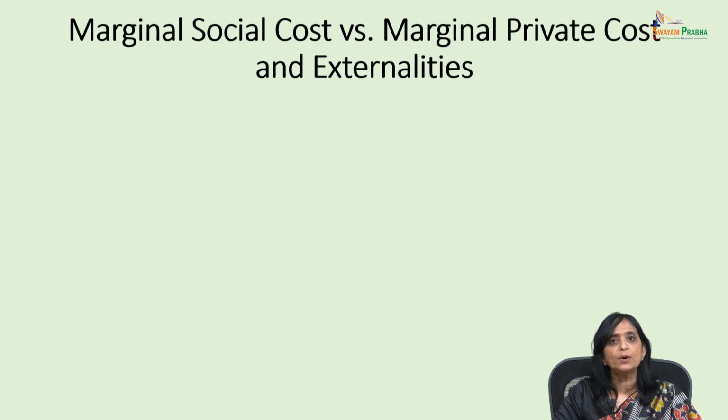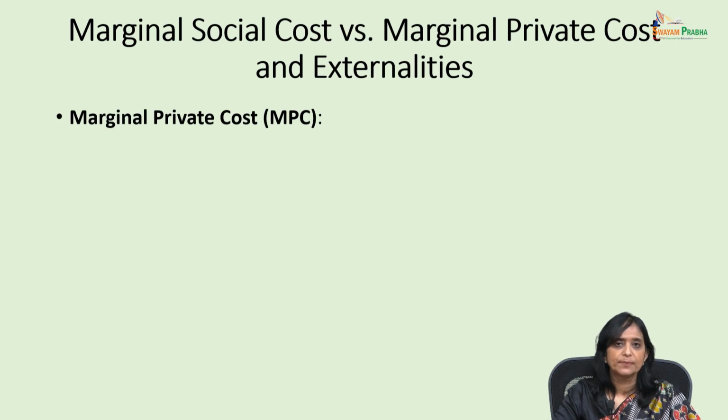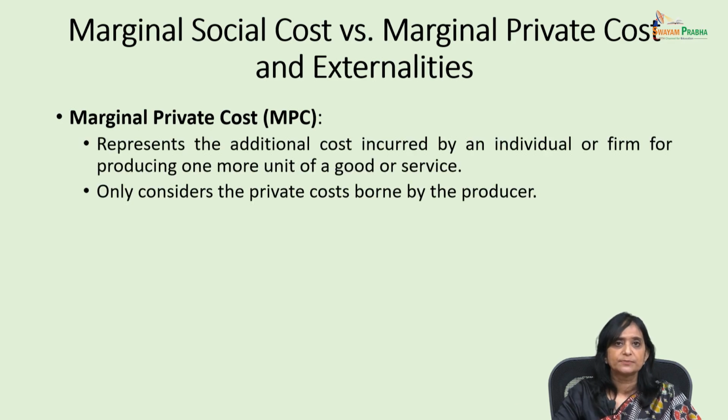Now, whenever we talk about externality, there are two important concepts which we have to understand. One is called marginal social cost, the other is called marginal private cost. Both costs are important whenever we have to define an externality. Let us start with what marginal private cost is.